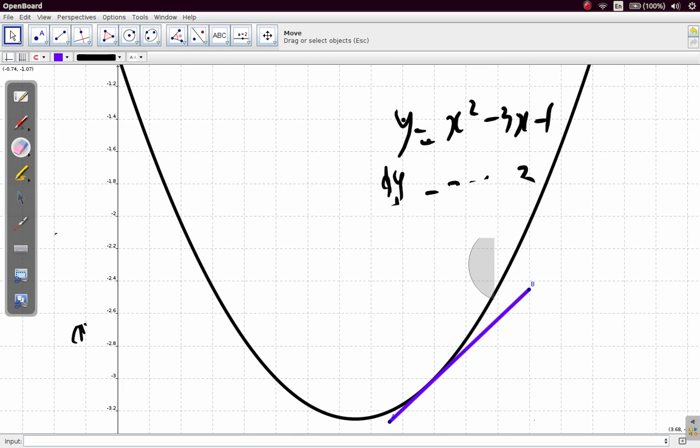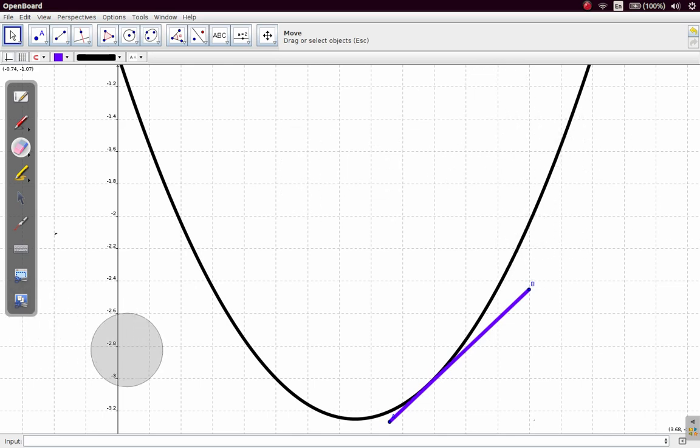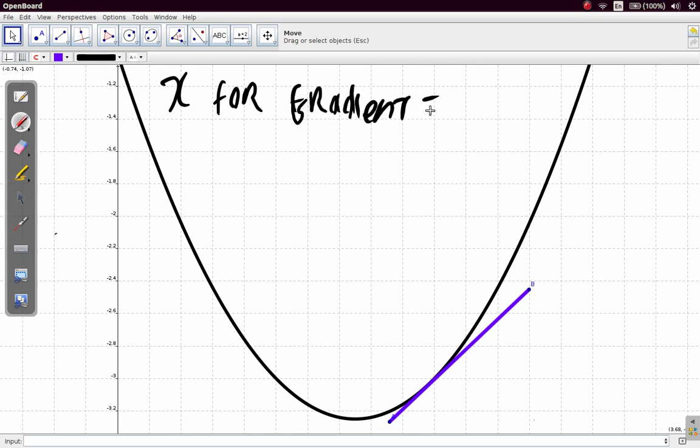A question might ask you, what is the gradient of the function, or at what value of x is the gradient of the function 0? Alright, so x for gradient equals 0. Now, at what point does that occur? Let's see.